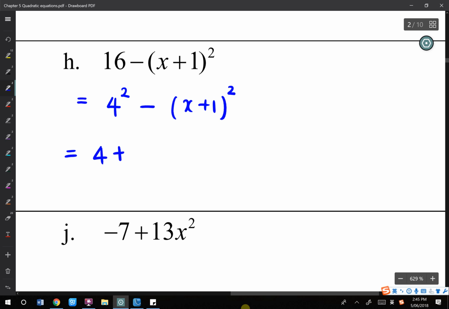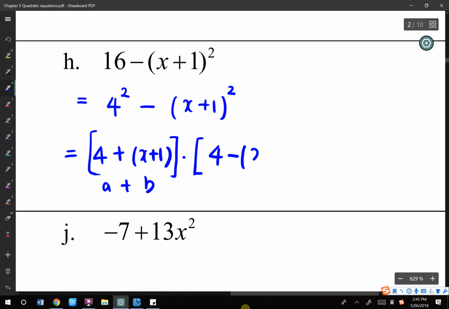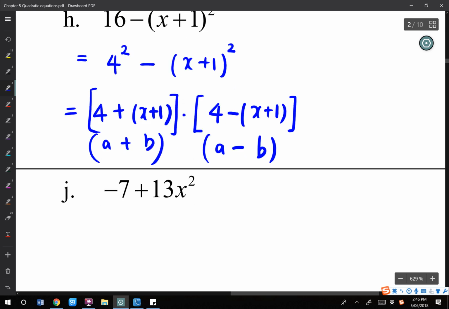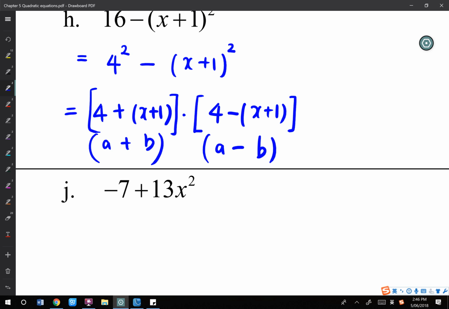So it's x plus 4 plus x plus 1. That's a plus b, times a minus b. But b needs to be in the bracket. That's a minus b. See, we have the bracket around that. If you don't have the bracket, the answer will be wrong.